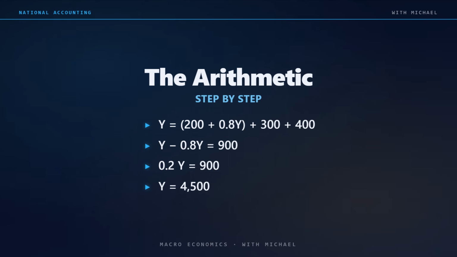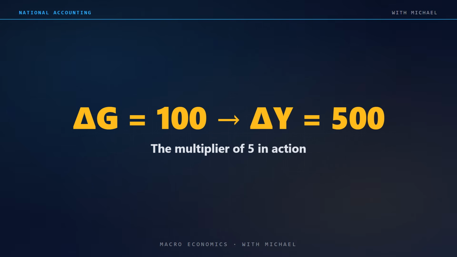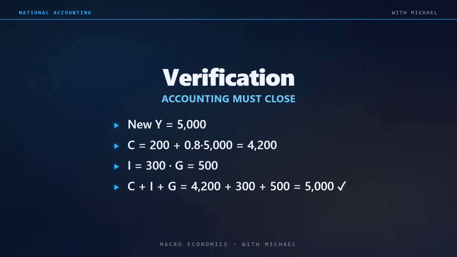The Keynesian multiplier here is 1 over 0.2, which is 5. Each unit of autonomous expenditure produces 5 units of equilibrium output. Now suppose the government announces an additional spending of 100. Delta G equals 100. The multiplier predicts delta Y equals 100 times 5, which is 500. New Y equals 4,500 plus 500, which is 5,000.